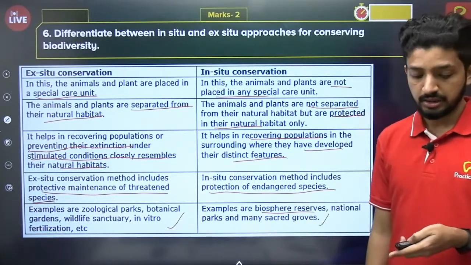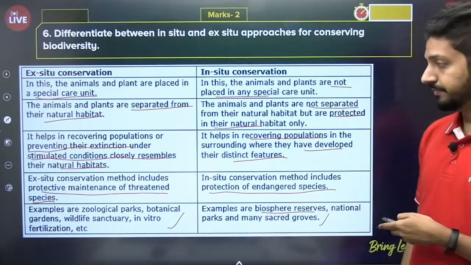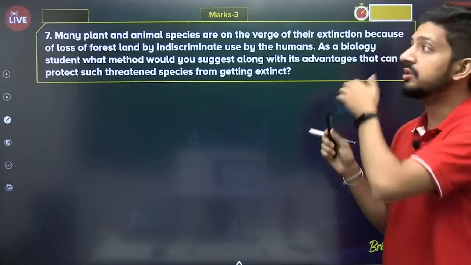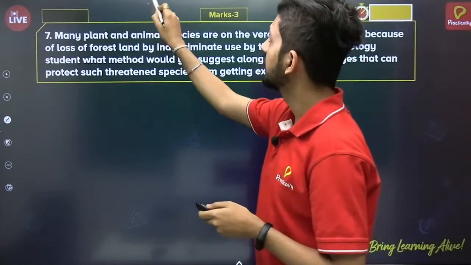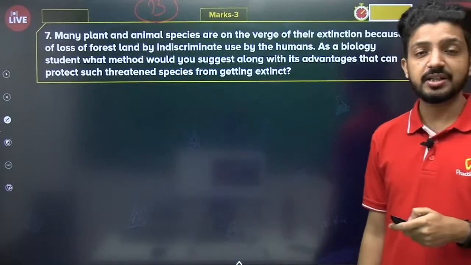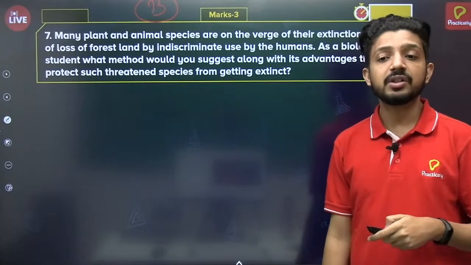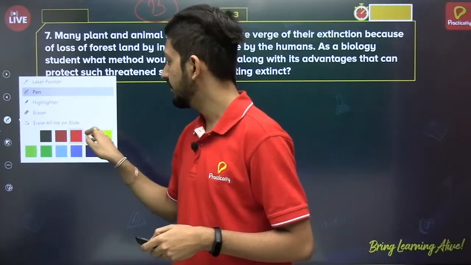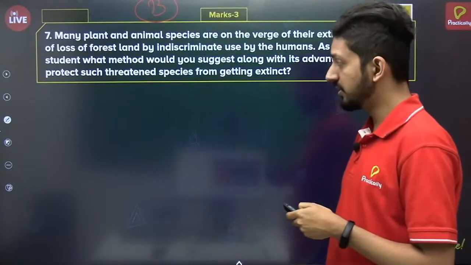Okay, let's move ahead. This is the next question. Now we are moving to section B. The next six questions are from section B, which are of three marks each. Let's see the first question from section B.